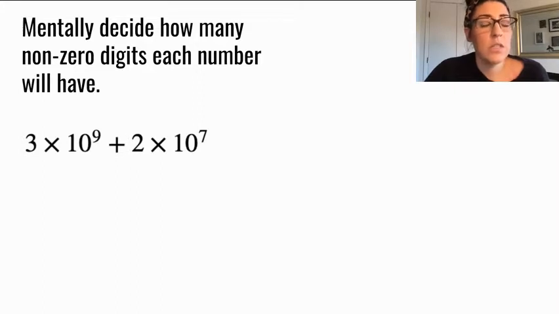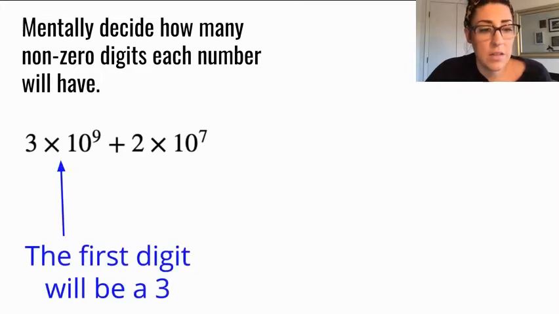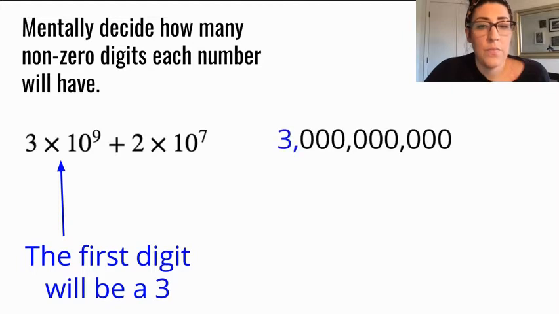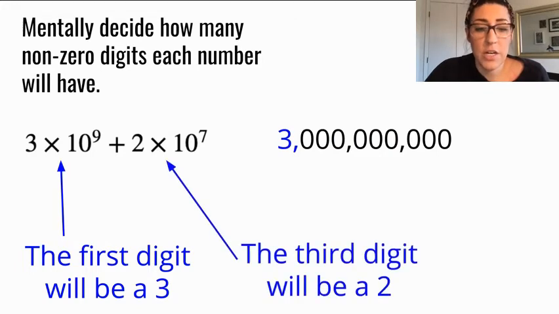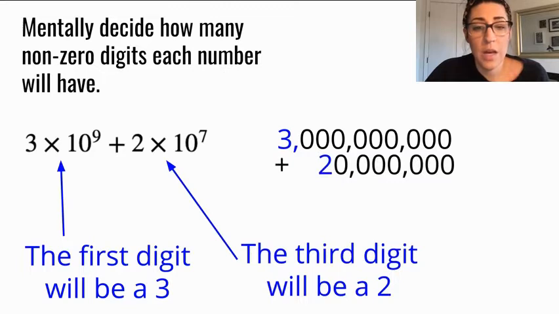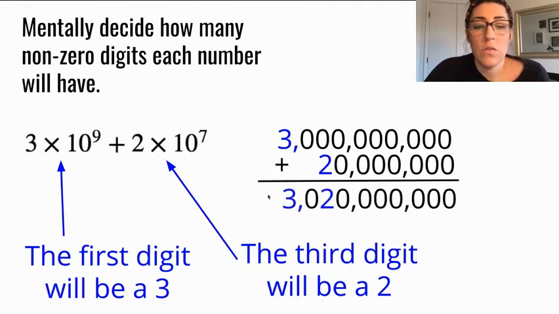In this next one, we're going to look at this in 2 different parts. Think about this first piece, the 3 times 10 to the 9th. This tells us that the first digit is going to be a 3. It looks like this. The 2 times 10 to the 7th is going to tell us that the third digit in our answer is going to be a 2, because when we add it to the first piece, you can see then you have the first digit a 3 and the third digit a 2, giving us 2 non-zero digits.